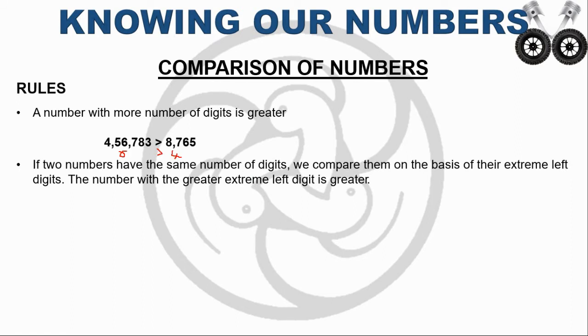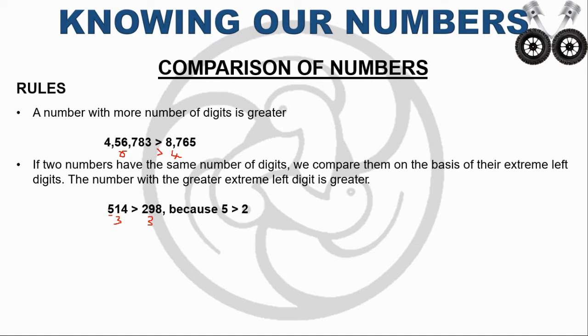What is the second rule? If both numbers have the same number of digits, then you have to see the first digit. If the first digit is greater, that number is the greater one. See here the example, 514. How many digits are involved here? 3 digits. Now 298. How many digits are involved here? 3 digits. Both numbers have the same number of digits, that is 3.